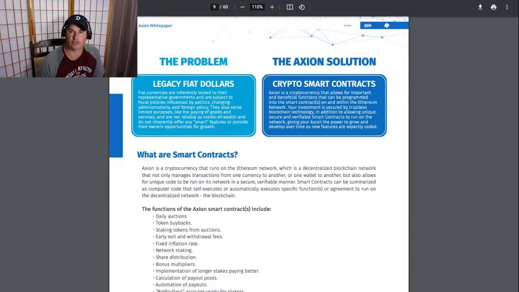However, the crypto smart contracts that Axion provides is a cryptocurrency that allows for important and beneficial functions that can be programmed into the smart contracts on and within the Ethereum network, which is the main network it's running on. Your investment is secured by trustless blockchain technology, in addition to allowing unique, secure, and verifiable smart contracts, which you can see on the Ethereum blockchain, to run on the network, giving your Axion the power to grow and develop over time as new features are expertly coded. And Axion has an incredibly great coding team, development team.